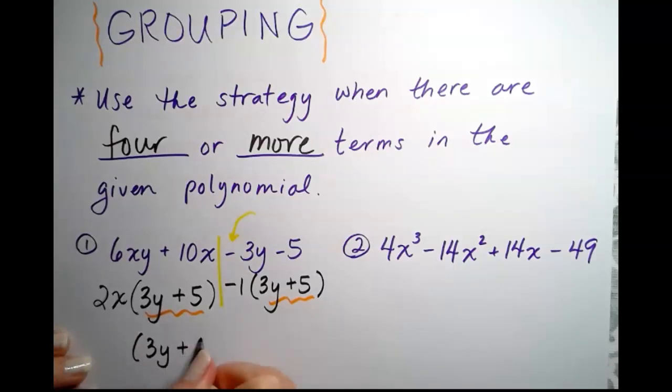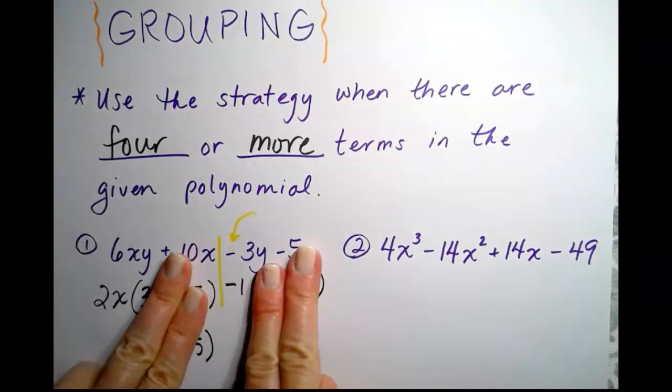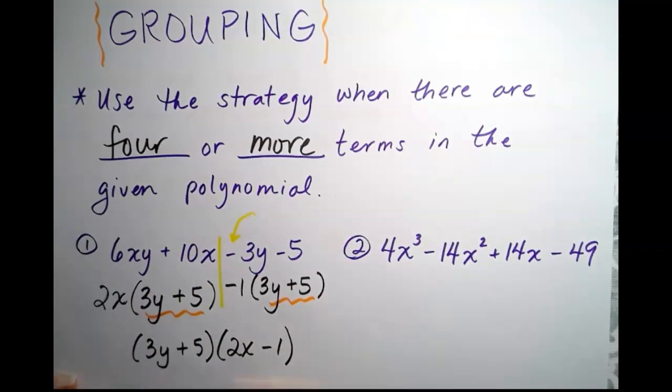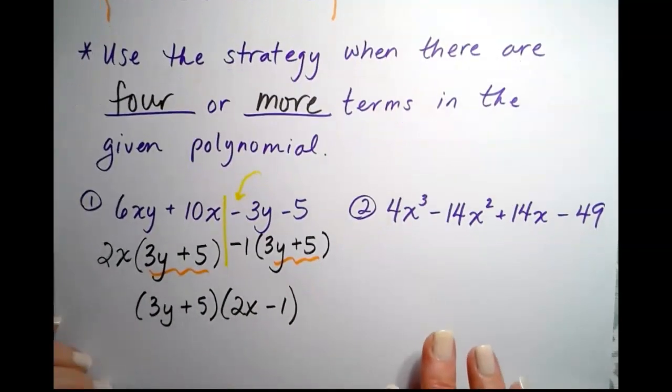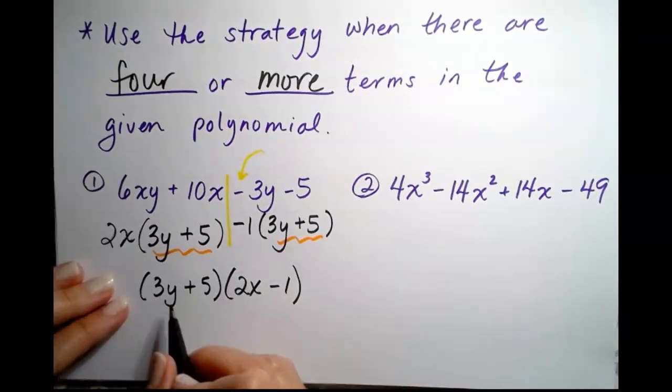So 3y plus 5 comes to the front, and if we take 3y plus 5 away from both of those terms, what are we left with? We're left with 2x minus 1. And you can check this very quickly just by using a double distribution. I will do this for us quickly.